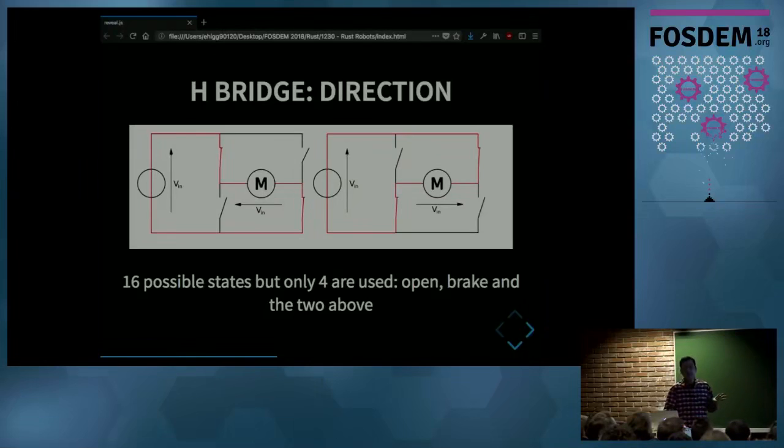So it has 4 switches, and you could get 16 different possible states from that. But in practice, we only use 4 states. The 2 you see there, and the other one is when you have everything open and the motor is disconnected from the power supply. And the other state is when you short circuit the motor by, say, closing the 2 switches at the bottom, and that will make the motor brake, so it will stop almost immediately.